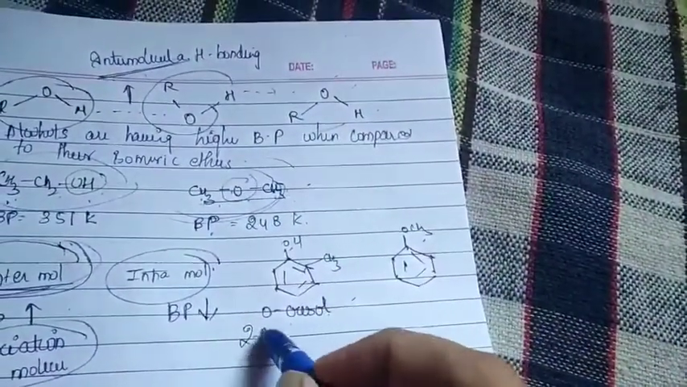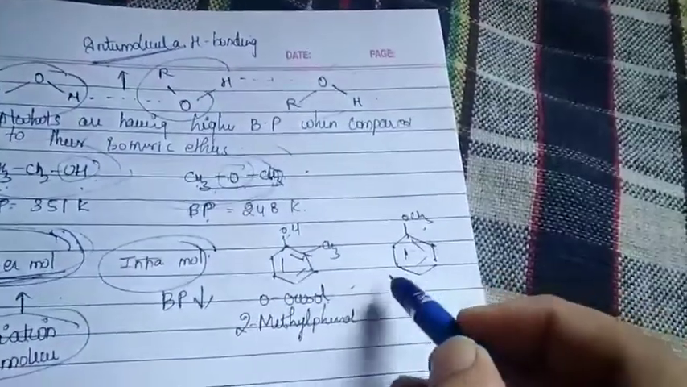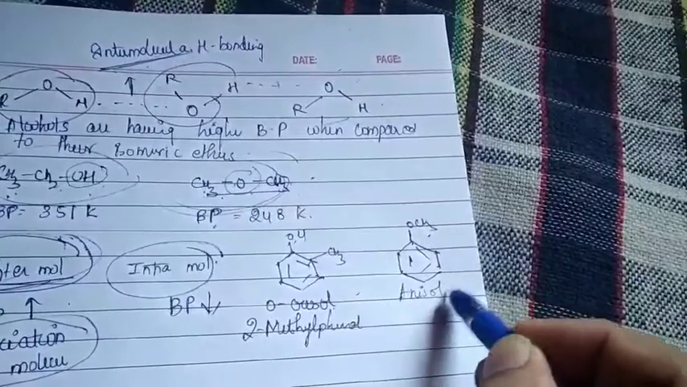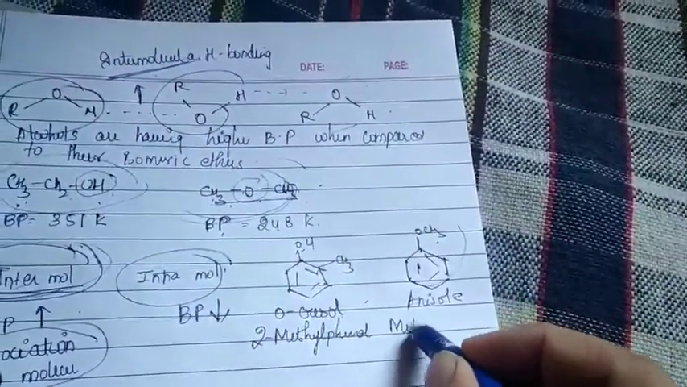So this is your orthocresol. What is it? 2-methyl phenol. Basically it is called anisole, the common name. Whereas this structure is called what? Methoxybenzene.